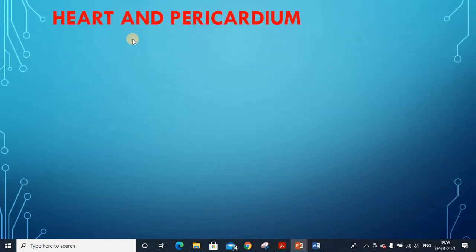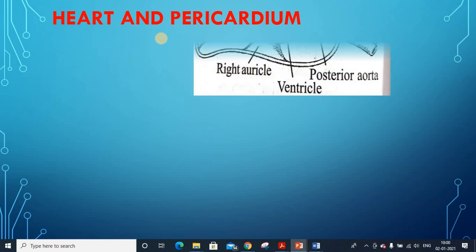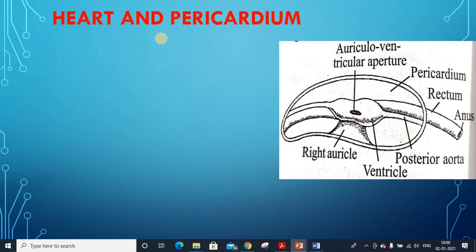Next is the heart and pericardium. This is a diagrammatic representation which we will be discussing. The heart of Unio is three-chambered and found enclosed in a thin-walled triangular sac called pericardium. Here you can see it is situated in front of the posterior adductor muscle and placed mid-dorsally.